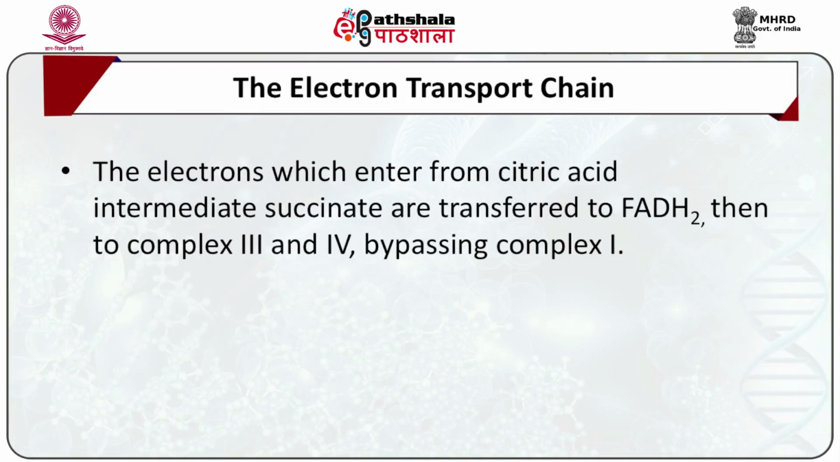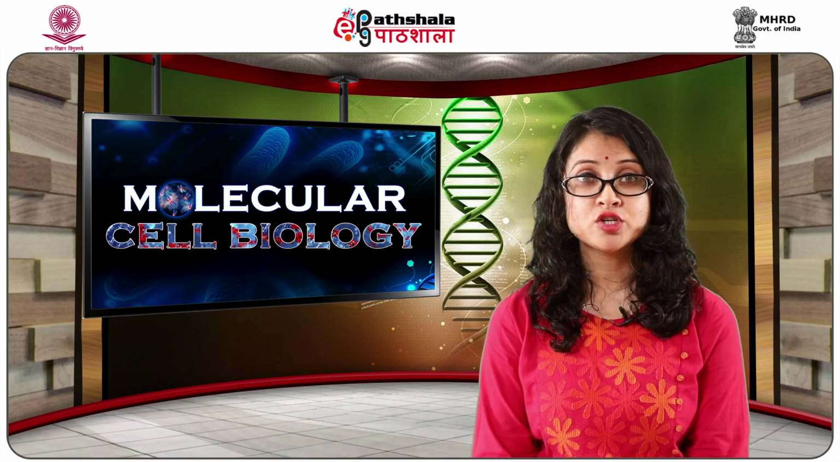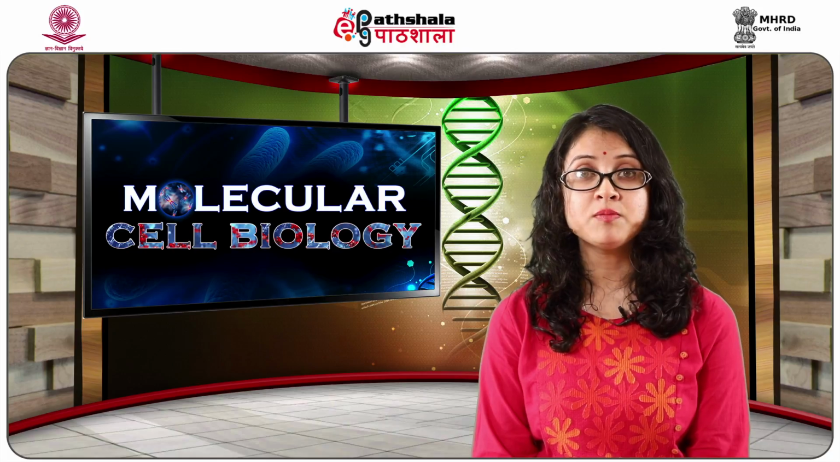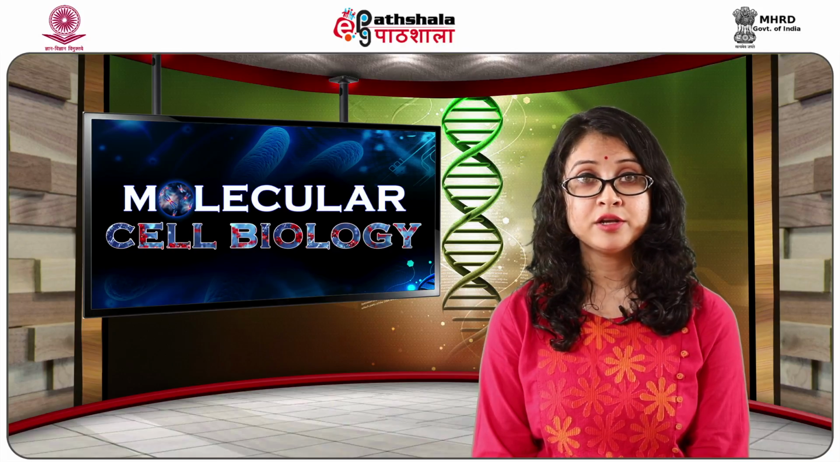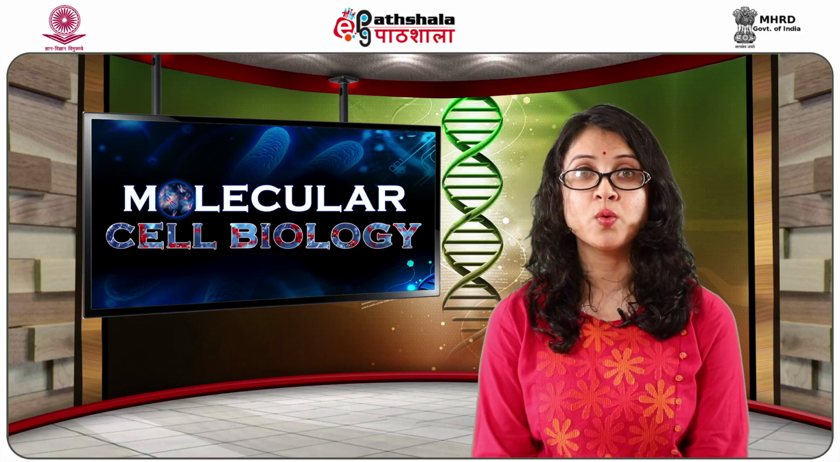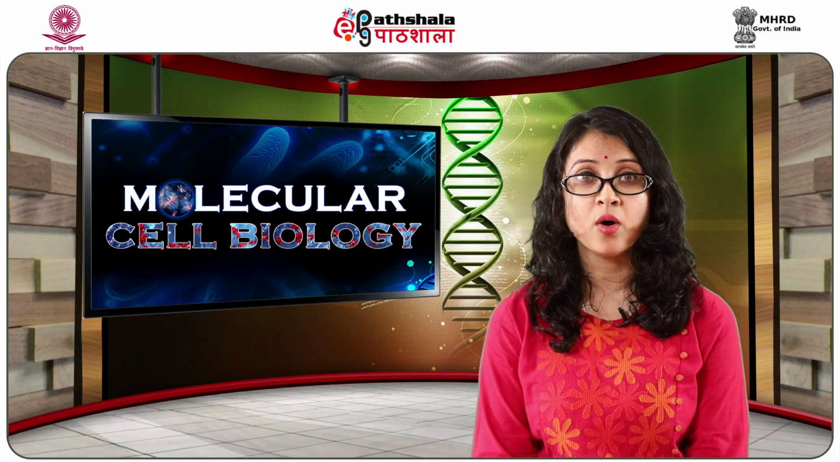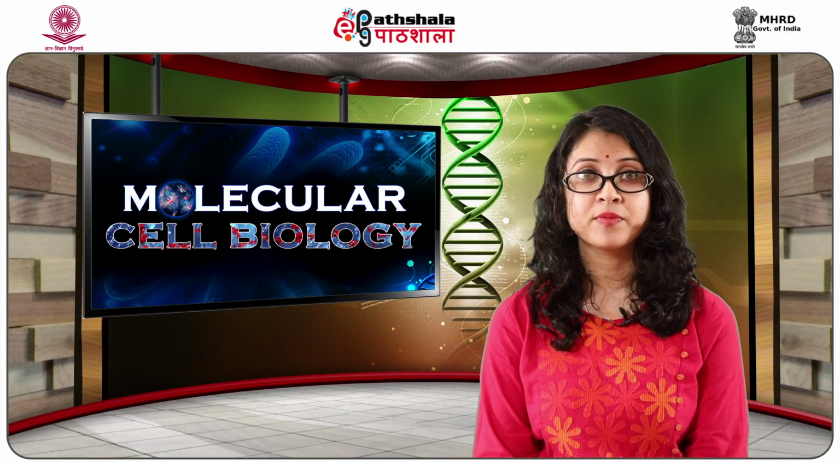The electrons which enter from the citric acid intermediate succinate are transferred to FADH2, then to complex 3 and 4, bypassing complex 1. Complex 1, which is NADH coenzyme Q reductase, is where electrons from NADH enter the chain and transfer to coenzyme Q. This complex consists of 40 polypeptide chains.